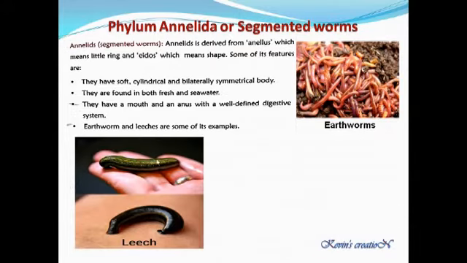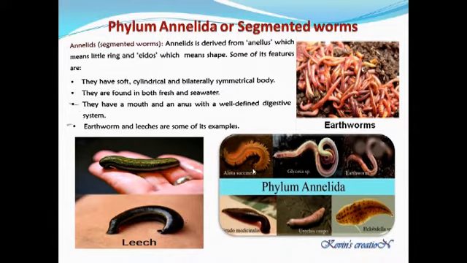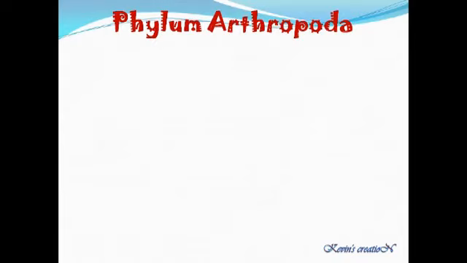Then this is also very common in Sikkim here, leech. Okay, they are also parasites, external parasites. They suck the blood, okay, from animals including humans. So these are the members of phylum Annelida, or the segmented worms.